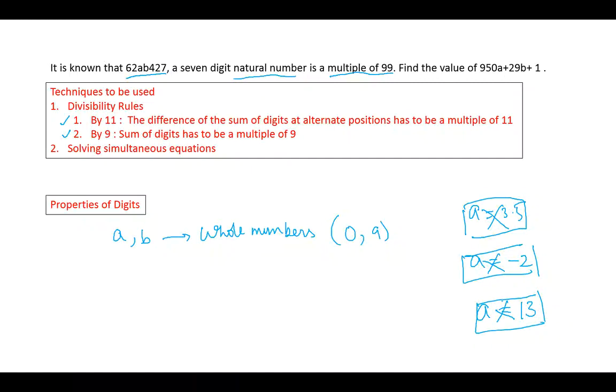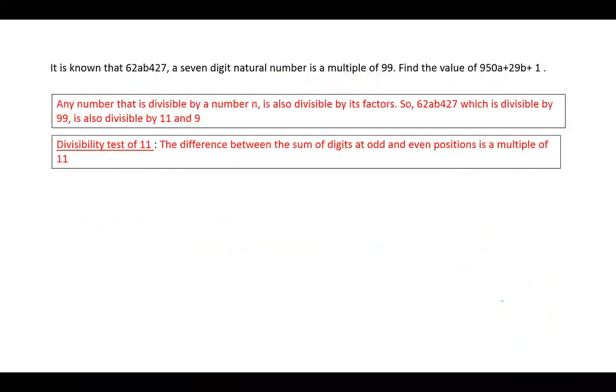Alright. Now that we have understood what the values of A and B can be, let's start with the question. The first principle that you have to understand is that if any number is divisible by a number n, it is also divisible by its factors. What this means for us is that the number we are dealing with is divisible by 99, so it is also divisible by 11 and 9, which are the factors of 99. So we'll check the divisibility tests of 11 and 9 to find out whether we can find any relation between A and B, which we can then use to solve for the values of A and B.